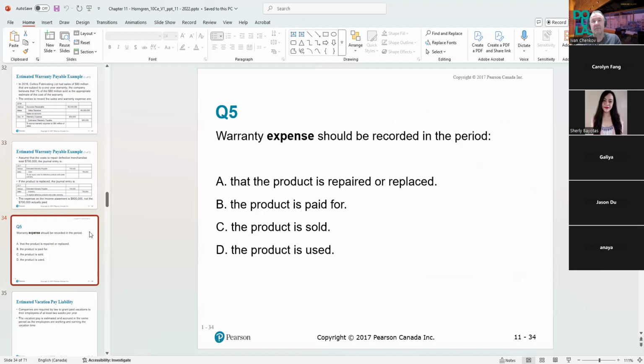What do you think about this? Yes, when the product is sold. That's correct. Not when the product is used, not when the product is paid, not when the product is repaired, the product is sold. Keep that in mind.